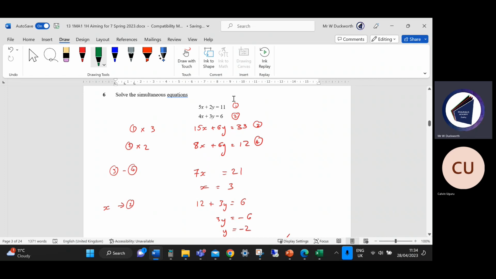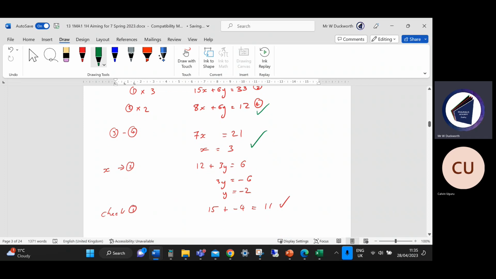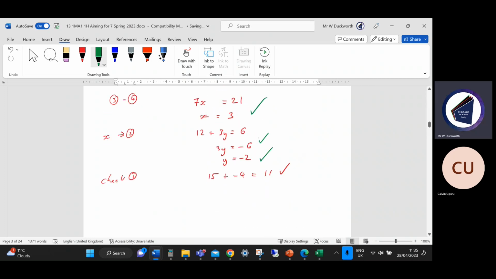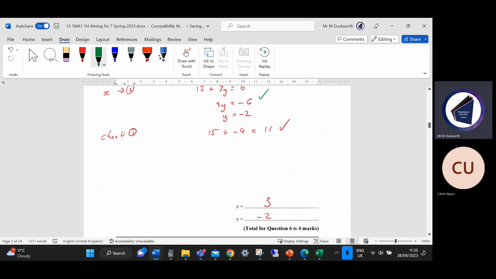M1 for eliminating either your x's or your y's, so that would be my mark. Actually, I pick up the mark there, then it's the A1 for that, then it is method 1 and A1. Okay, so technically I've awarded those in the wrong place. So it's method for eliminating x and answer for finding x, method for substituting into y and finding y.